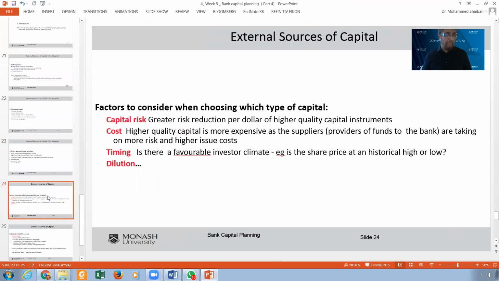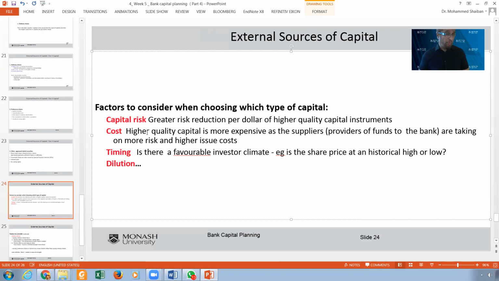Now we go to one more issue, which means the factors to consider in choosing what capital to use. We can consider the capital risk, which means that we know the higher the quality of the capital, when we go from common stocks to preference shares to hybrid securities, the one that can absorb most of this capital risk is actually the common stocks. But the problem is, it's expensive. So you also have to take care of the cost. This is another consideration to look at.